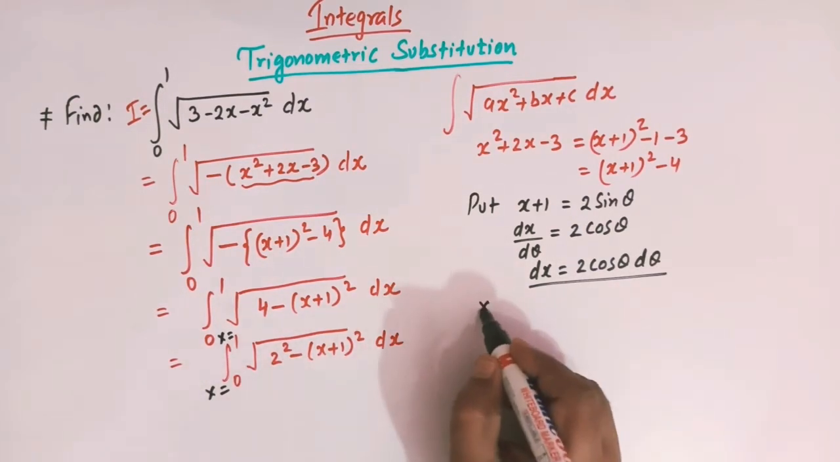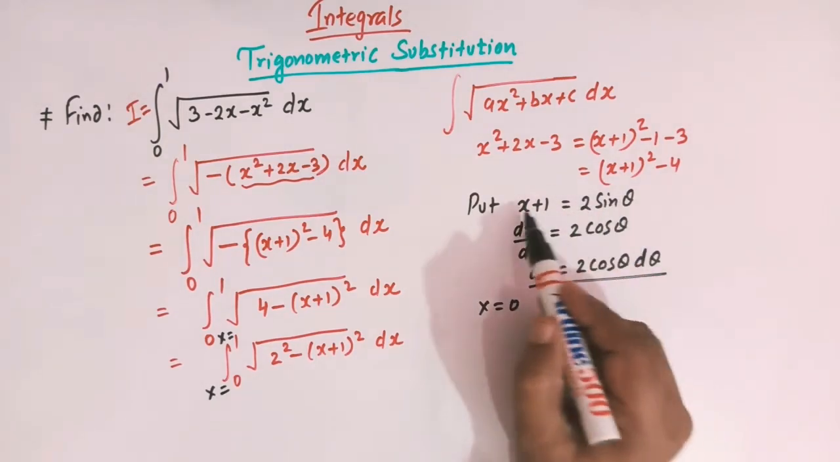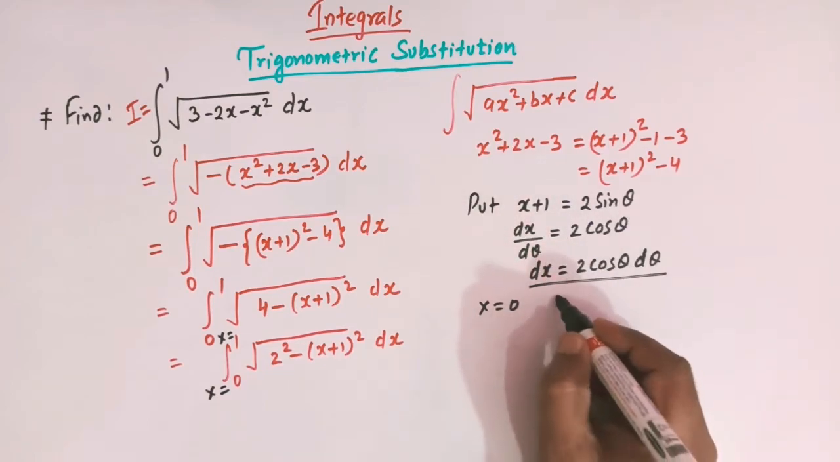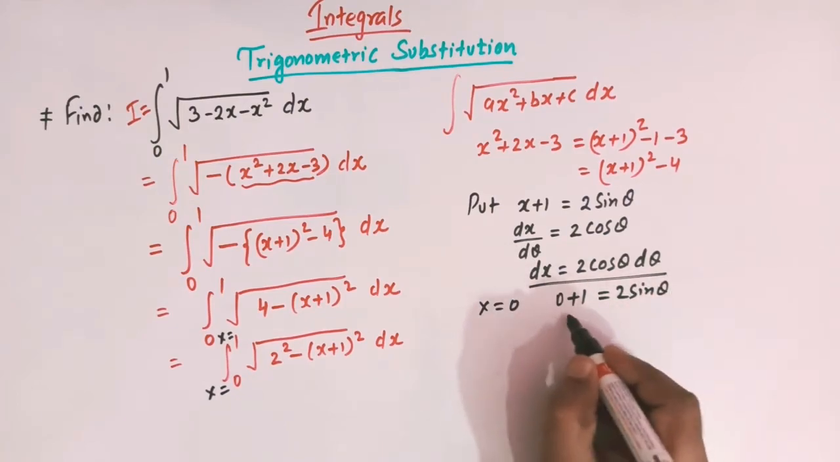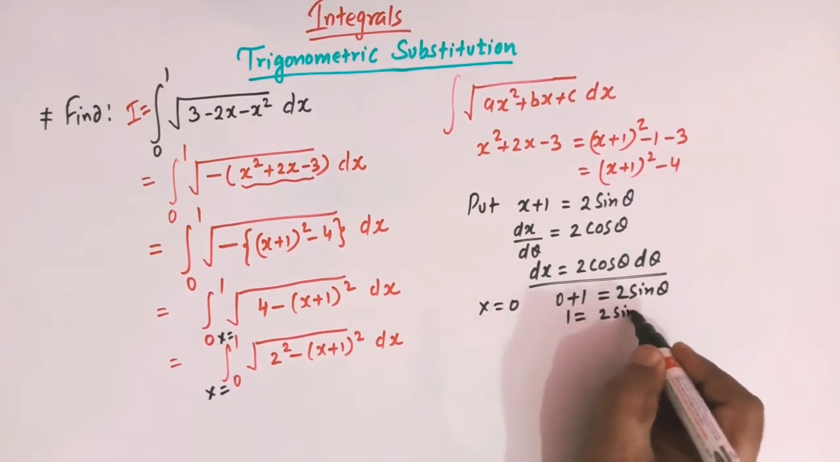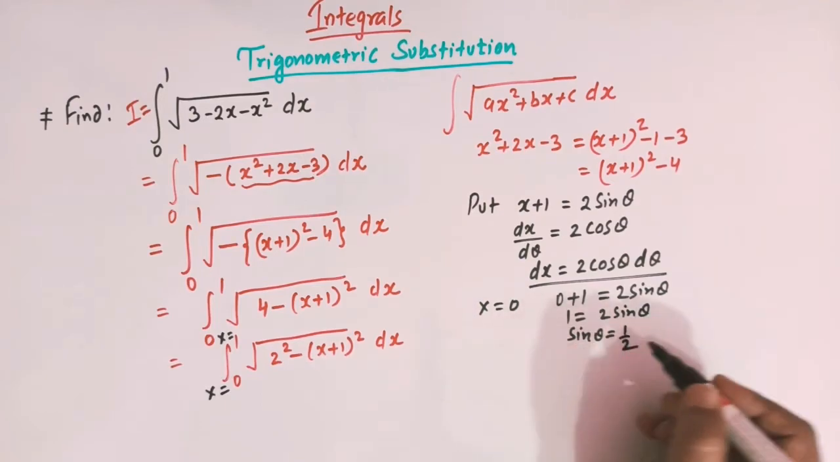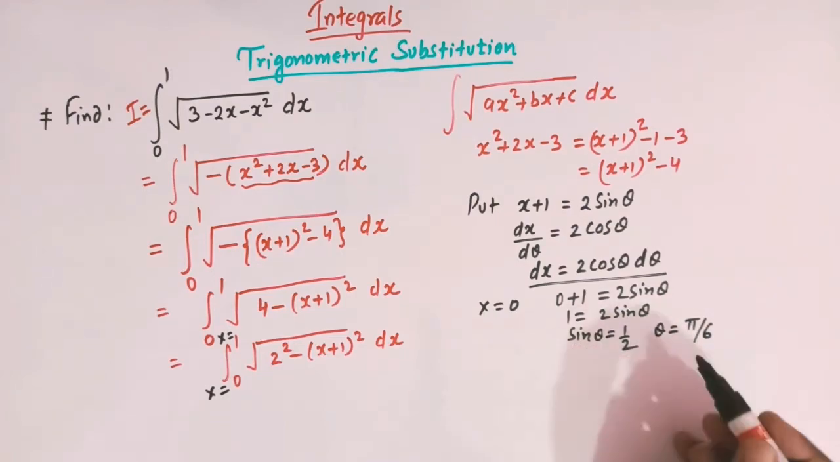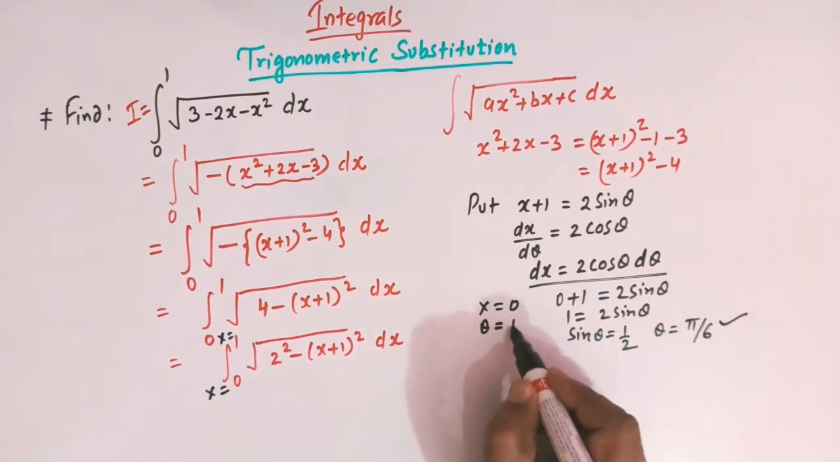So when x is equal to 0, we can find the value of theta from this expression, right? So here we'll take x is equal to 0. So we have 0 plus 1 is equal to 2 sine theta, and we have 1 is equal to 2 sine theta, and sine theta is equal to half, and for theta equal to pi over 6, we have sine theta equal to half, right? So when x is equal to 0, theta is equal to pi over 6, right?